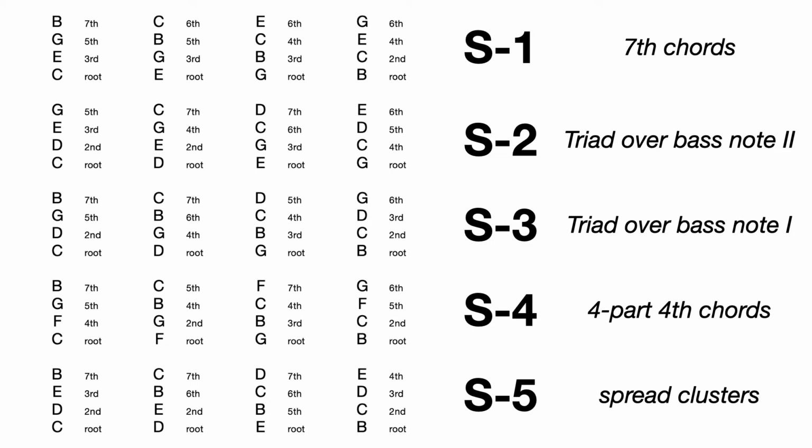S4, he designates as 4-part fourth chords. And what I'm designating as S5, he refers to as spread clusters. These are the only groups of 4-note chords available from the major scale. Whatever you want to call these groups, you can make up whatever name you want. The names really shouldn't restrict you or keep you prisoner from being able to use them.